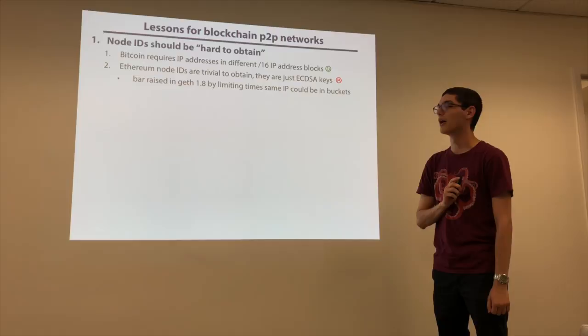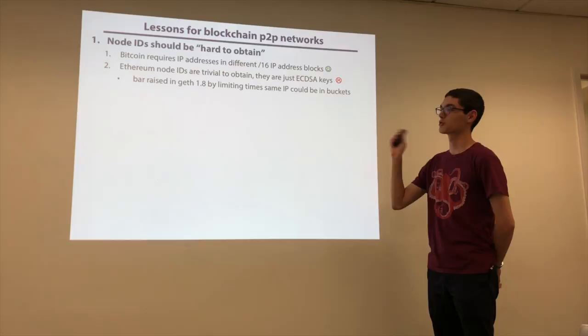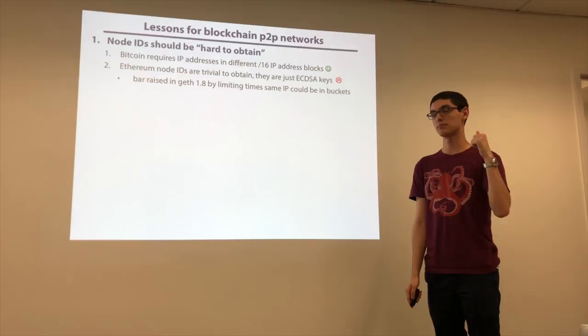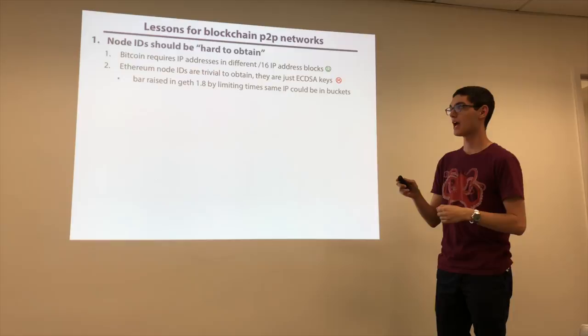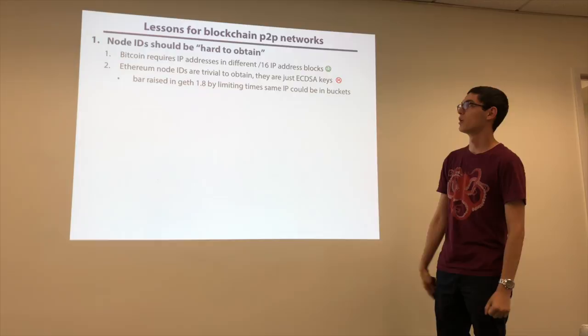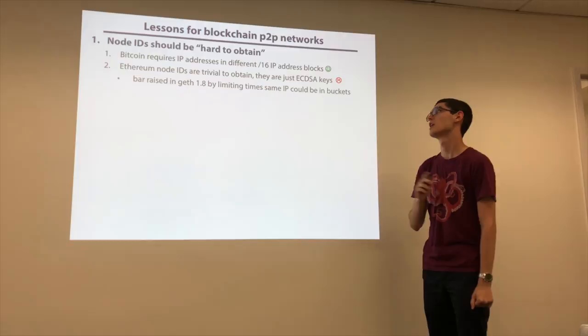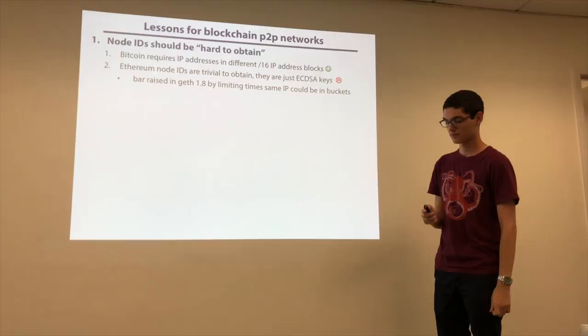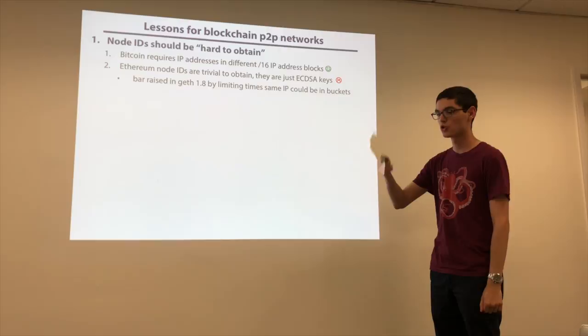All right, some concluding remarks. Lessons for blockchain peer-to-peer networks. First one, node IDs should be really hard to obtain. Basically what happened in this Eclipse attack, it's a Sybil attack where all these nodes are from the same person, and it takes a step further where you do an Eclipse attack. To compare, Bitcoin requires IP addresses in different /16 subnet IP address blocks. But Ethereum node IDs are really easy to obtain. They're just ECDSA keys. The bar has been raised a bit because you can't have the same IP, but you can still just keep on churning out more attacker nodes.